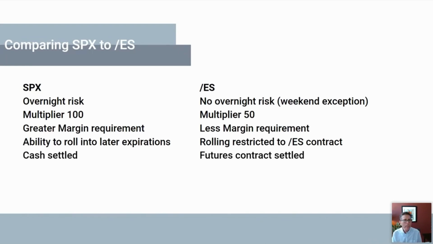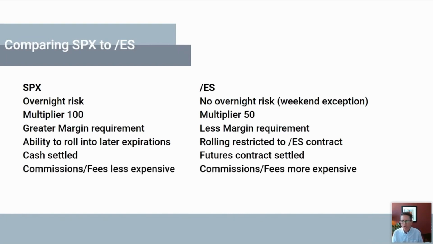SPX is cash settled. ES is future contract settled. Now, let me tell you how that works. If you're within the spread of your futures contract when you're expired, you'll be assigned the futures contracts for whatever positions you have. If you're max loss, it's cash settled. Basically, they take the money. And then if it expires under the spread, then basically it's also cash settled. That's kind of how it works. Commissions and fees are less expensive for SPX, and commissions and fees are more expensive for ES.